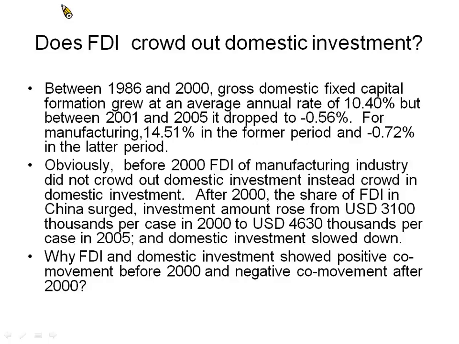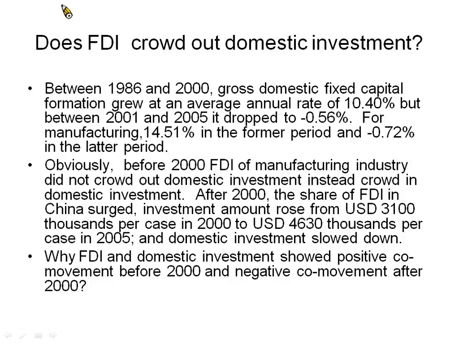And here I try to answer this question. Between 1986 and the year 2000, gross domestic capital formation grew at an average annual growth rate of 3%. Okay, so before the year 2000, actually we had tremendous growth in domestic fixed capital. This is 10% as the highest number. But between 2001 and 2005, actually it dropped, not only in 2005 but extending to the present. It dropped to minus 0.56. And for manufacturing, it remained at 14%, 8.5% in the former period, which is even greater than the average 10%.